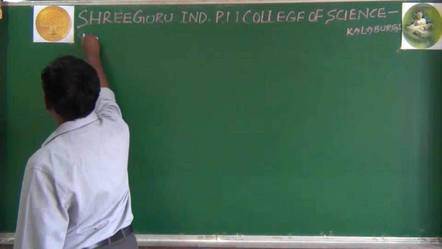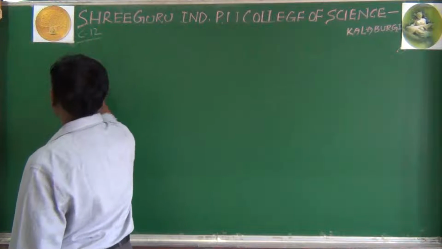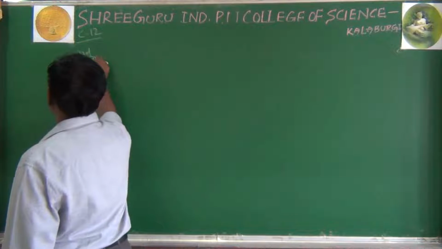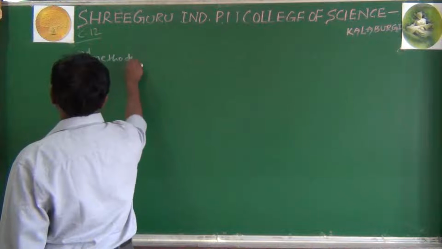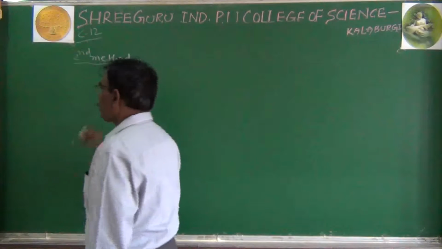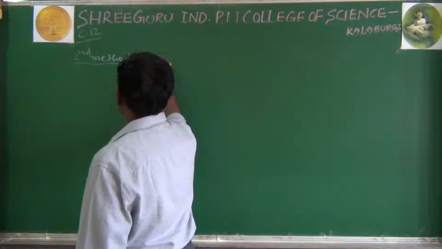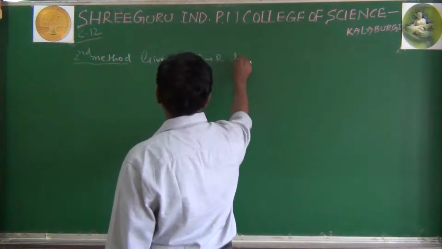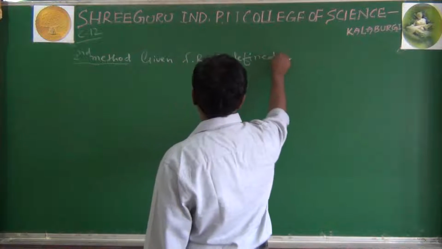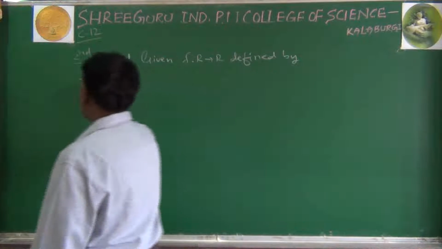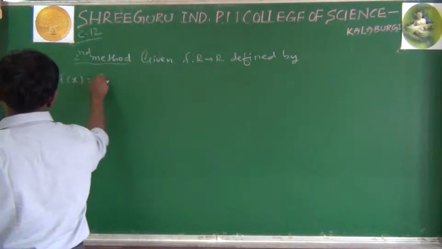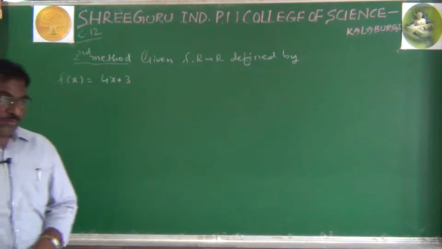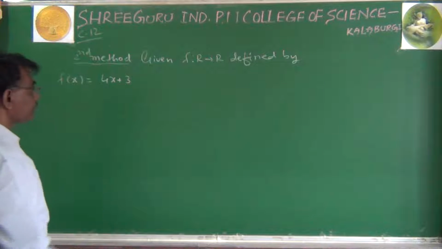So this is the last one, the second method. Given f from R to R defined by f of x equal to 4x plus 3. Okay. So we have to prove it using the composition method.